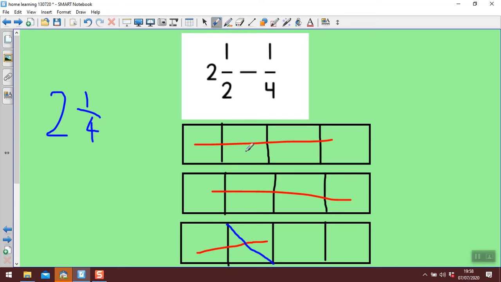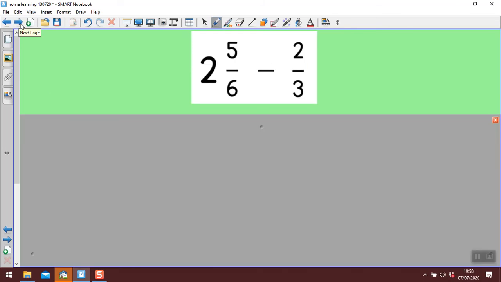So how many quarters would it be? 1, 2, 3, 4, 5, 6, 7, 8, 9 quarters. And remember, we can do 2 times 4, because it's 2 lots of 4 quarters, plus 1 more quarter, and that's 9 quarters. And 9 divided by 4 is 2 whole ones and 1/4. 2 5/6 take away 2/3. Have a go if you're confident that you can work this out by yourself.